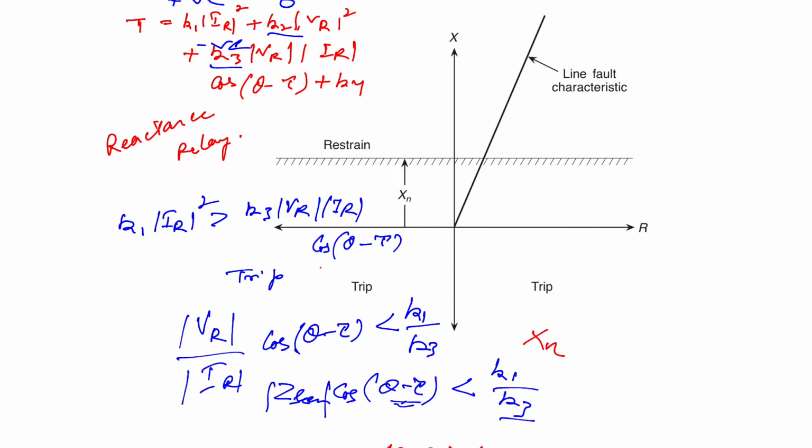On the RX plane, you can see it is a straight line with an intercept of Xn, that is the distance from here to here, on the reactance axis. The entire area below this line is the trip region, and this is the restraint region. You can see that the area occupied is too large. So the reactance relay occupies a very large area.